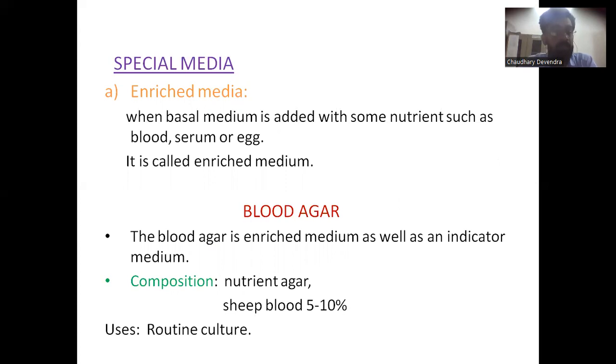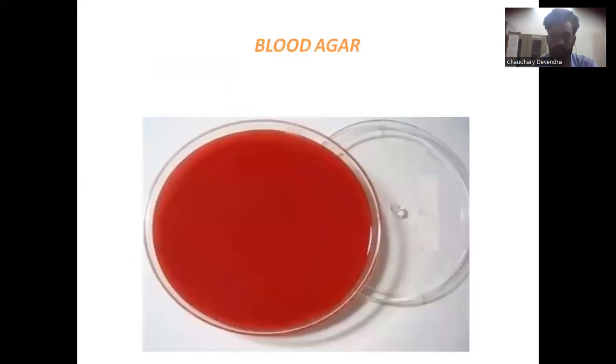Okay, when we add egg, serum, or blood to the basal media, it converts into enriched media. Like blood agar. Blood agar is enriched media as well as indicator media. Composition is nutrient agar plus blood 5 to 10%. It is used routinely. This is the picture of blood agar.